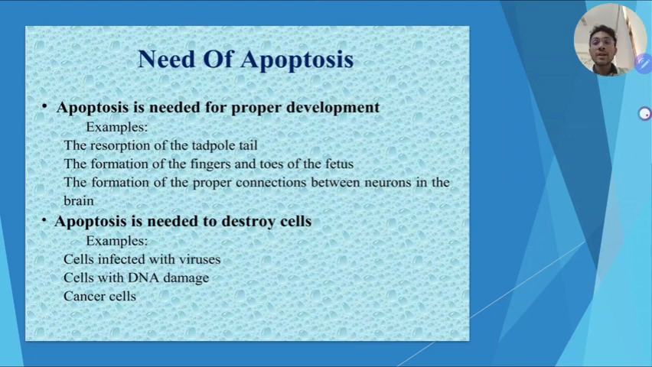Now we will discuss what is actually the need of apoptosis. Apoptosis is needed for proper development, for example, the resorption of the tadpole tail, the formation of the fingers and toes of the fetus, and the formation of proper connections between the neurons in the brain. Apoptosis is also needed to destroy cells, for example, cells infected with viruses, cells with damaged DNA and cancerous cells. Thus we can say that apoptosis also plays an important role in our immunity.